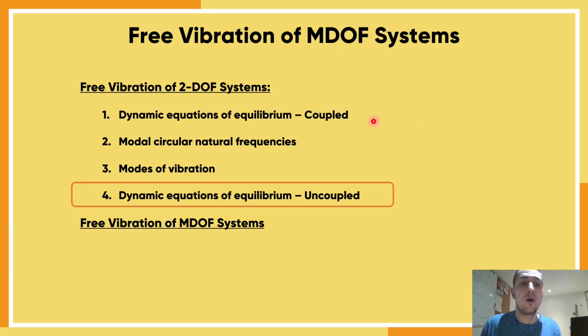What we discussed was the dynamic equation of equilibrium in the coupled form. We talked about the stiffness matrix and mass matrix, and then we started talking about something called the modal circular natural frequencies. We started talking about modes of vibration, and now we're going to go back to the beginning, do a full 360, and get the dynamic equations of equilibrium, but now written in the uncoupled form.